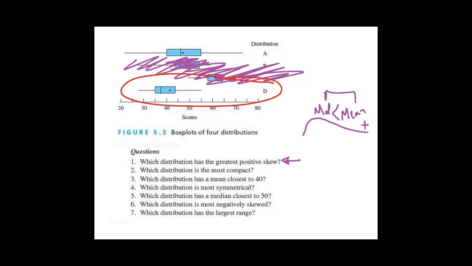I just want to verify one last thing, and that's the whiskers. In a skewed distribution, the whiskers will be longer on the side of the skew. And in D, it is indeed longer on the right-hand side, which would be the positive side, than the left-hand side. And then in distribution A, they really look about the same. So all of those things together add up to a conclusion that the answer to question number 1 is, in fact, D. D has the greatest positive skew.